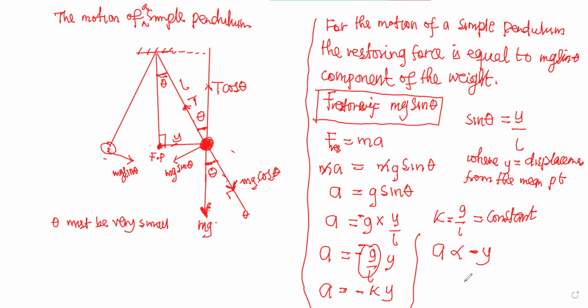So by this, we managed to prove that for the motion of a simple pendulum, its acceleration is always directly proportional to the displacement y, which is the second condition necessary for a body to execute simple harmonic motion. The first one is this, and the second one is what we have just derived.